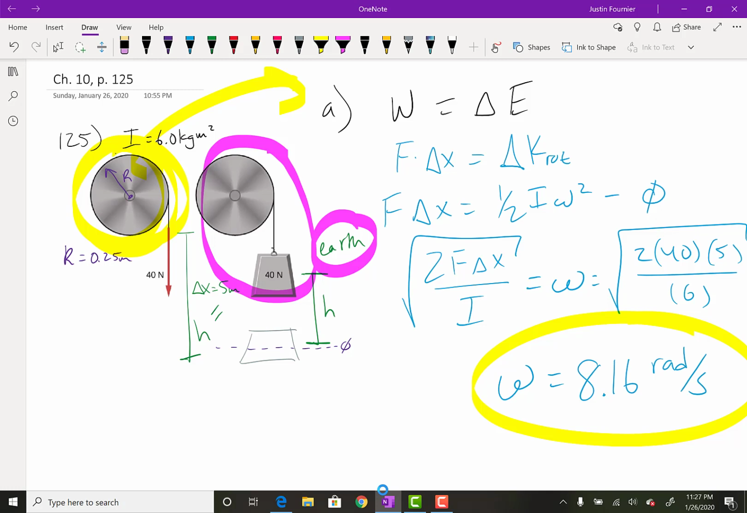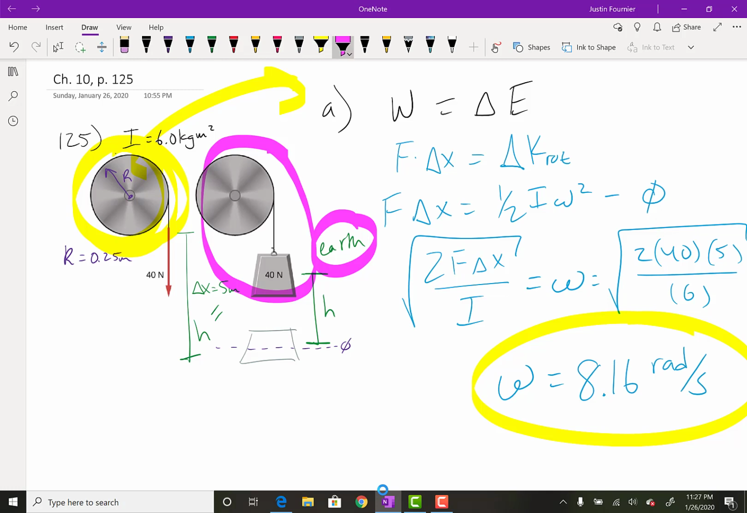Or I could look at it as the same work being put into this system, but it's being converted into both rotational and translational energy, so that energy has to be divvied up. Two ways you could really look at it. Neither way is necessarily wrong, and they both give you the same answer as a result. But okay, let's go into it.